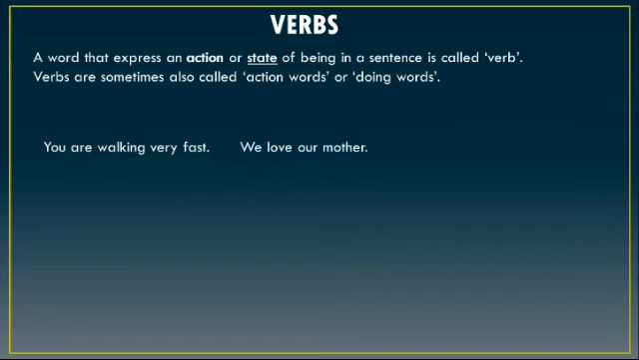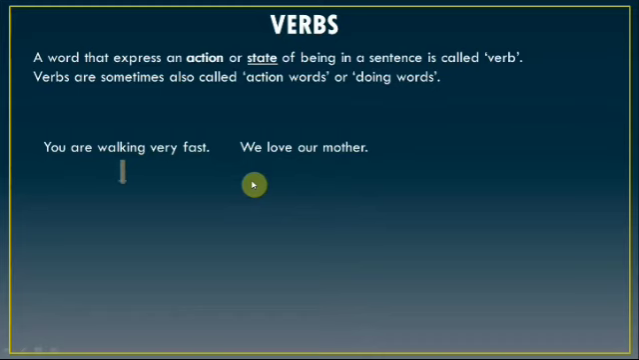Let's take another example here. We love our mother. Now, which one is a verb here? Love. Love is a verb here. But you see, it doesn't show any action. If you are loving your mother, it doesn't show any action. It's just a feeling. So, there are two kinds of verb. One which shows an action and another one which shows a state of the subject. So here you don't see any action, but this one is a verb.